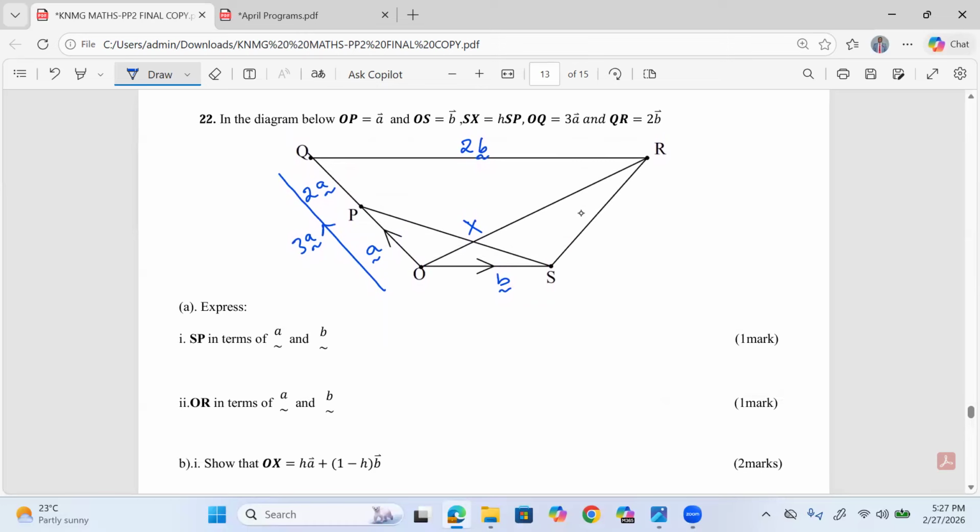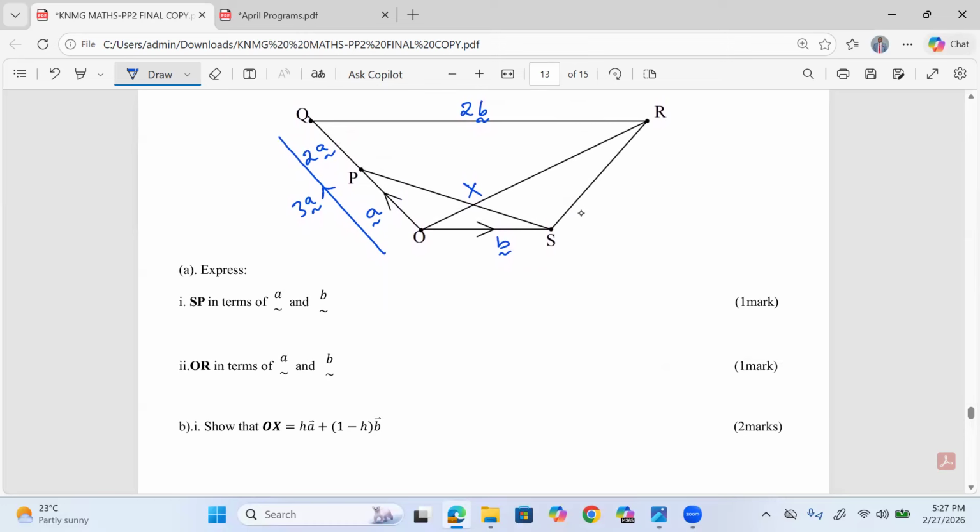SP, S to P. So SP requires us to move from S to O, then O to P. Now S to O is the reverse of OS, so negative B plus the value of vector A. So we can now rearrange and have A minus B like that. That is the expression. Can we proceed with expressing this?